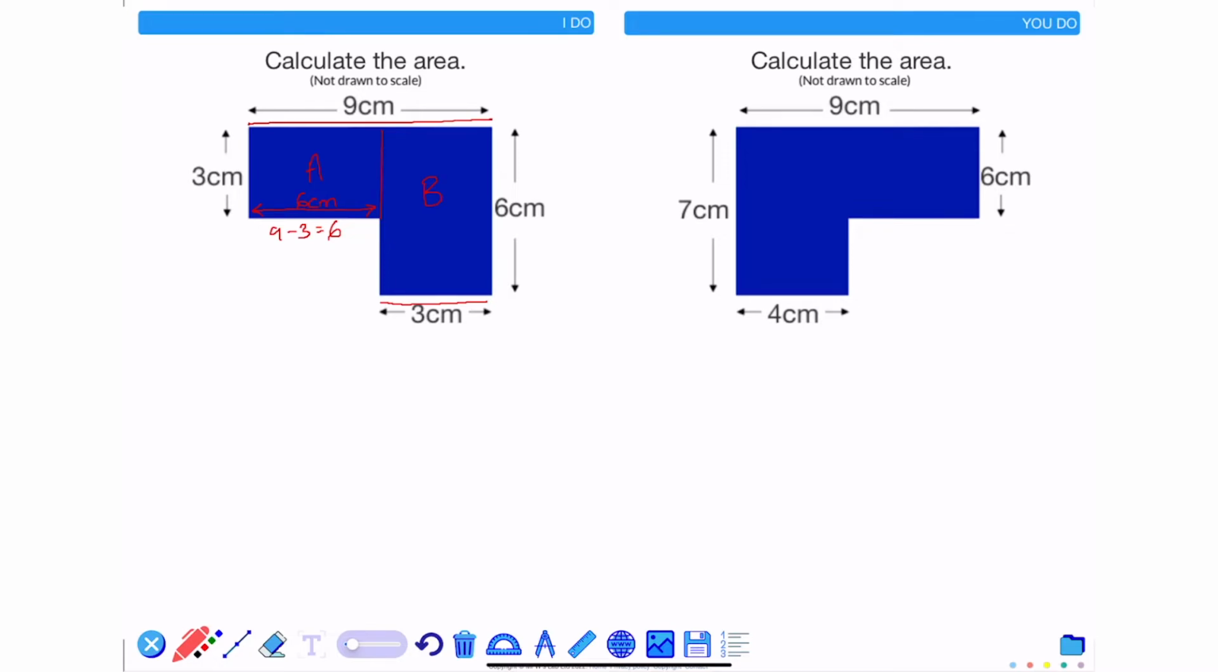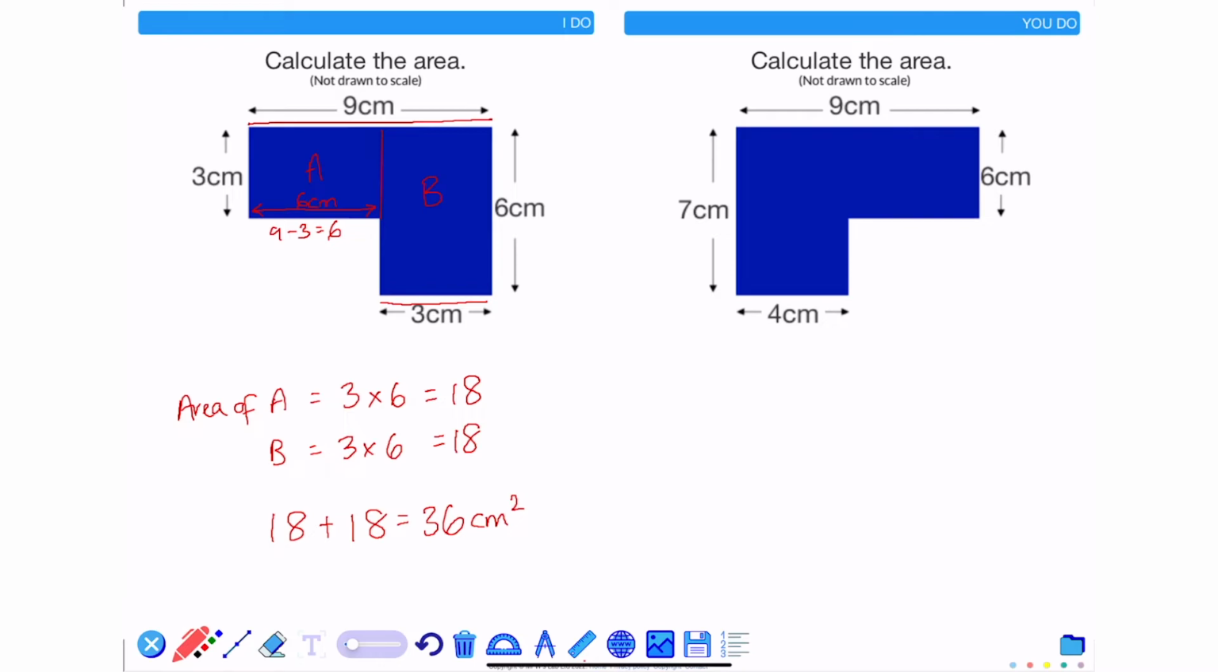So in order to work out the area of the composite shape, I need to work out the area of both A and B. The area of A is 3 times by 6, which is 18. The area of B is 3 times by 6, which is also 18. And to find the area of the composite shape, I add these two answers together. 18 add 18 is 36. The units, since every dimension was measured in centimeters, will be centimeters squared. 36 centimeters squared is the area of the composite shape.